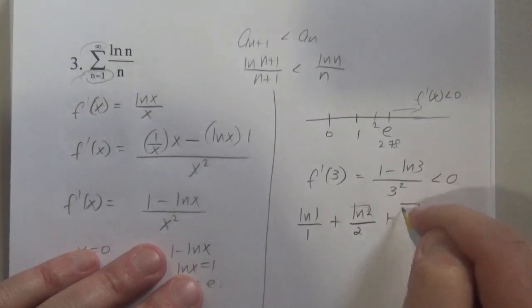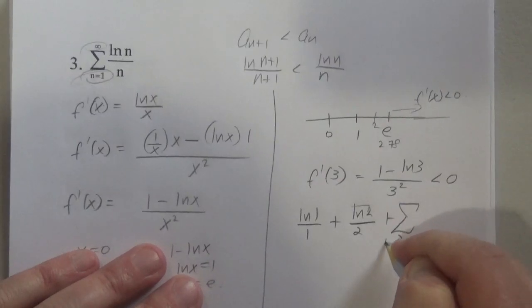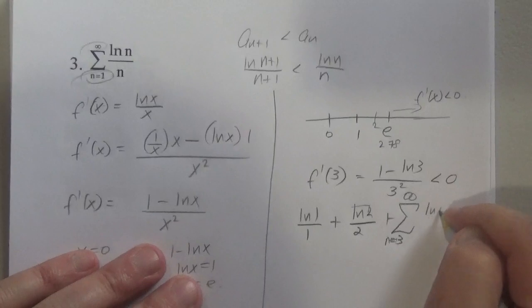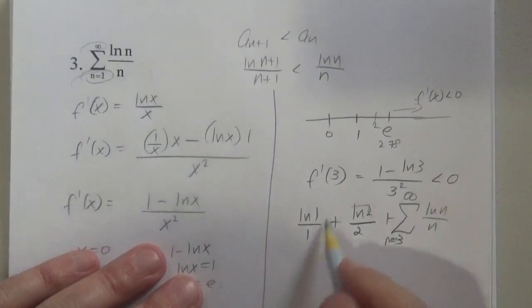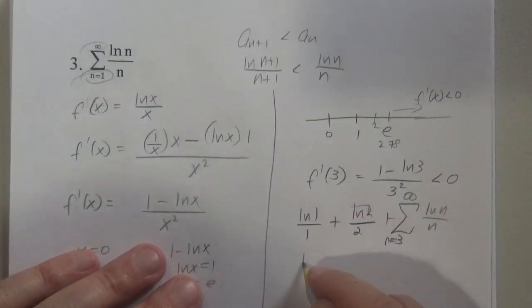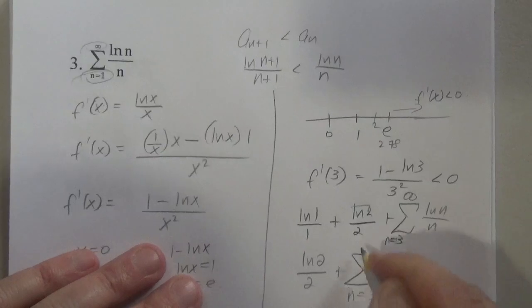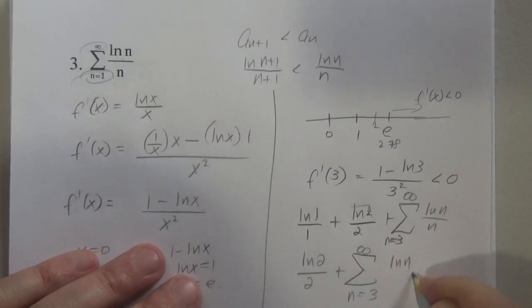And then if I just start my series at n equals 3 to infinity, the ln of n over n. Hopefully everybody's okay, the ln of 1 is 0, so that term just goes away. I get the ln of 2 over 2 plus the sum from n equals 3 to infinity of the ln of n over n.